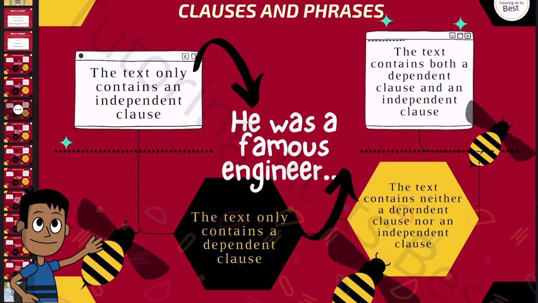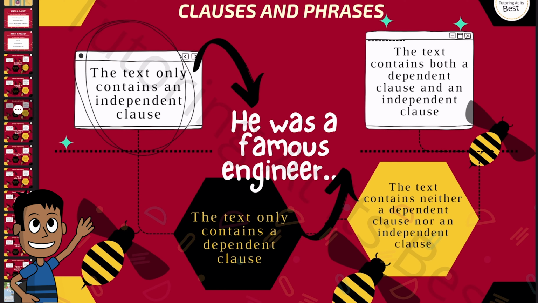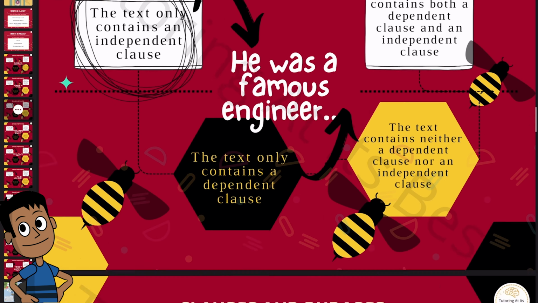He was a famous engineer. So again, you could see that this text expresses a complete thought. We have our subject, and thus an independent clause could stand alone exactly like a sentence. So this only contains an independent clause. Don't forget that clauses in their simplest form are groups of words that contain both a subject and a predicate. Okay, let's move over to the next sentence.